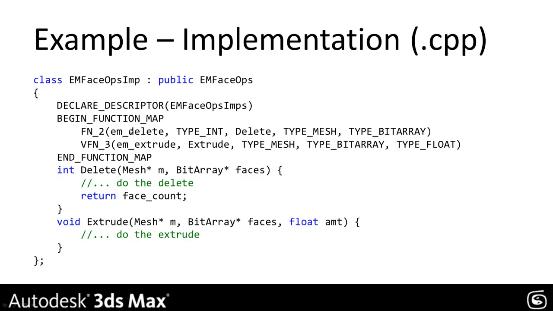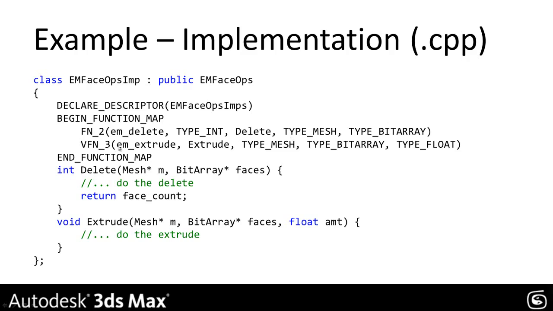And the first function is the delete. So there's the enum for delete. It's a function that takes 2 arguments and has a return type. Okay? So the first thing is the return. So it's going to return the type of int. Okay? The next thing is the name. It's delete, or I should say the function itself. And then it's taking two arguments, the type mesh and the bit array.